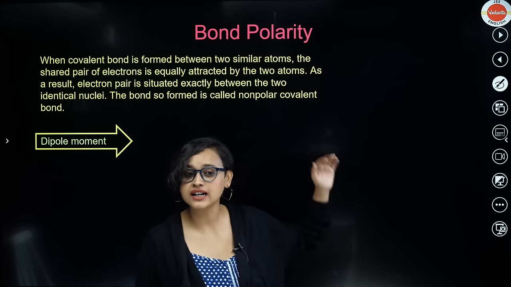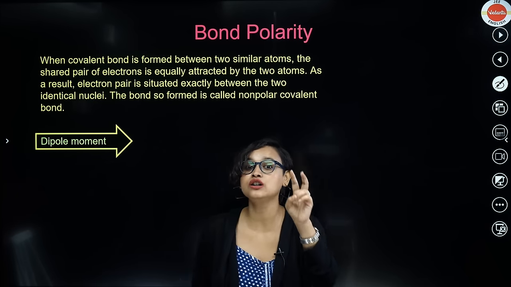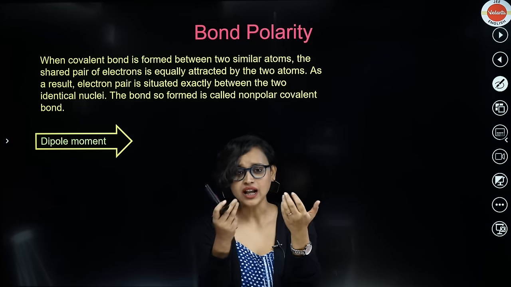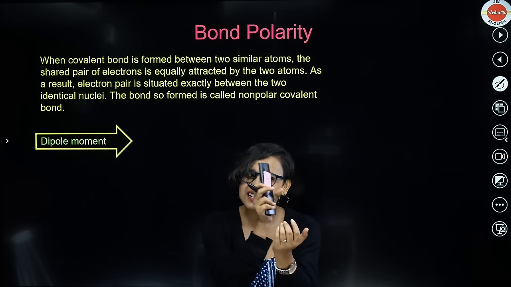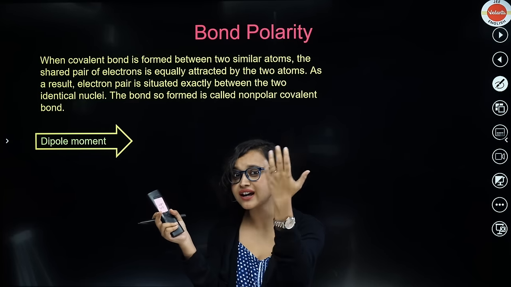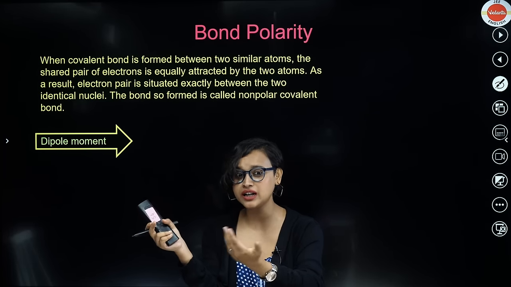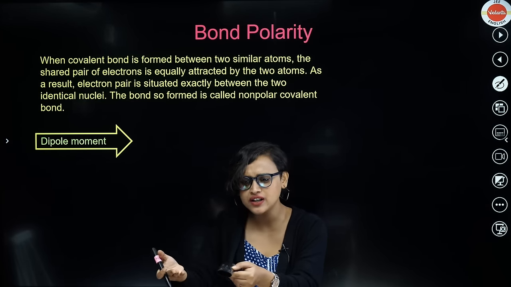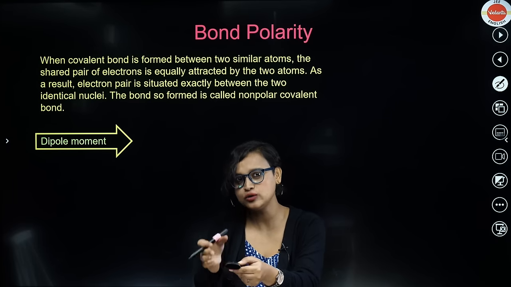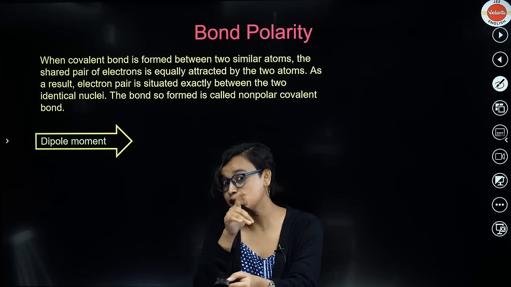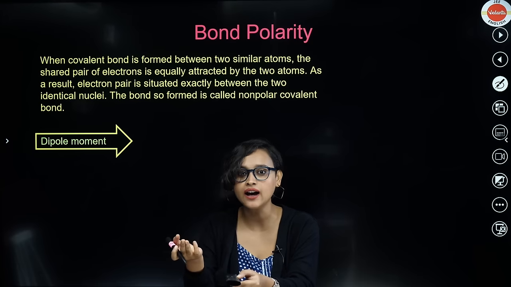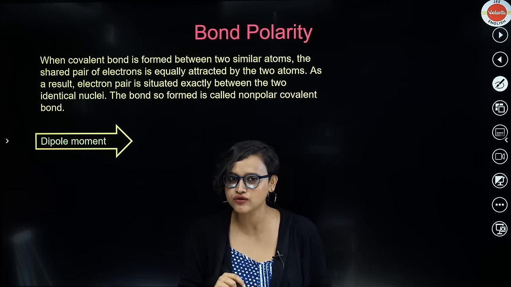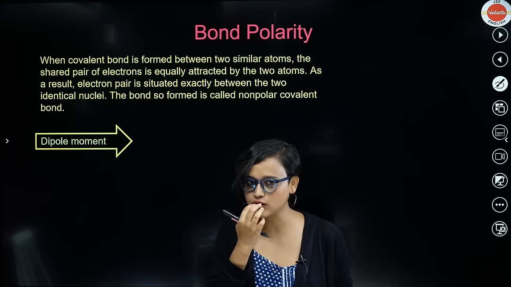So the very same way, understand this, when covalent bond is formed between two similar atoms, and the shared pair of electrons is equally attracted by the two atoms, just like how CID was equally attractive for both of us, me and my brother. And as a result, the remote was situated exactly between the both of us. We were like, sound badao, let's increase the volume. We were increasing the volume. The sound is too much, mom will get up, so decrease the volume. We were doing that, both of us together. So this time the bond that was formed was what? Non-polar covalent bond, right? This was non-polar covalent bond.